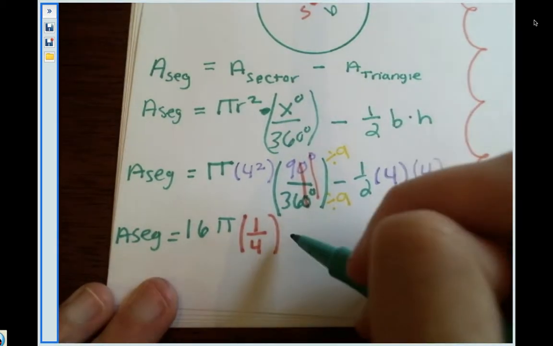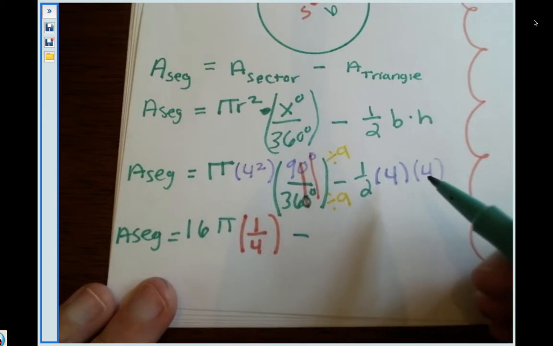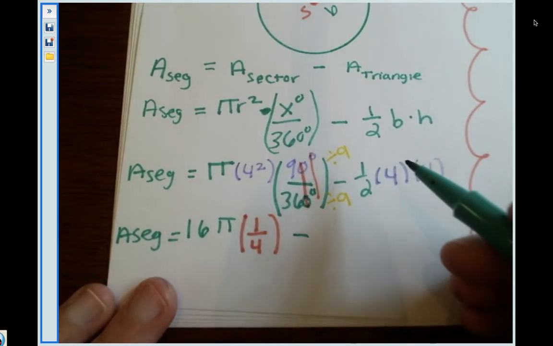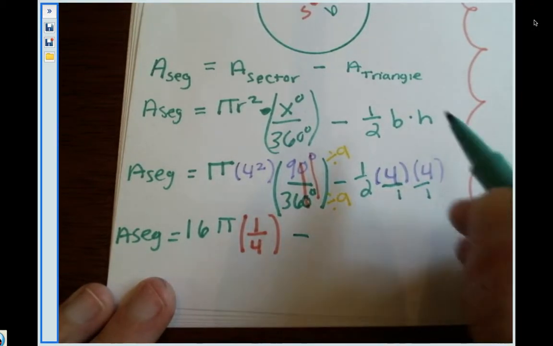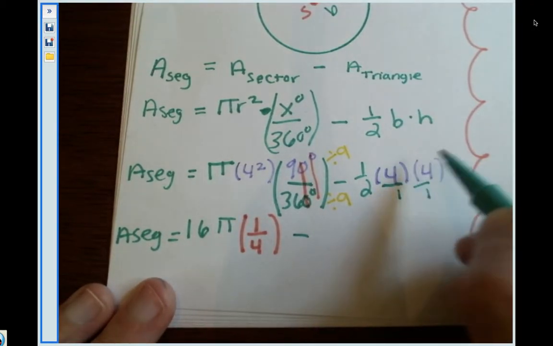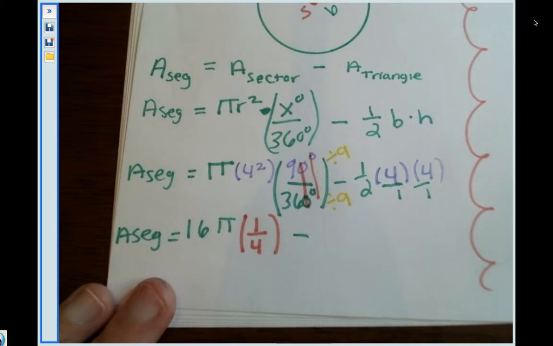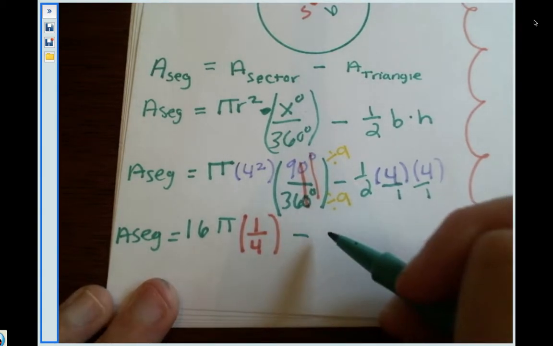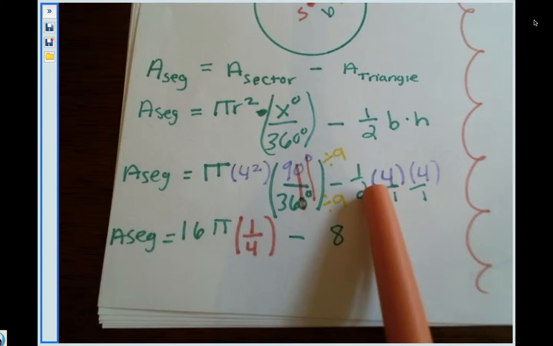And then minus half of 4 times 4, which is 16, and half of 16 is 8. Or you could put all these over 1 and multiply across. So it's 1 times 4 is 4, times 4 is 16, over 2 times 1 is 2, times 1 is 2. So it's 16 over 2, which is 8. So we're subtracting 8. Bam. All right, let's finish this thing. We're almost done. Let me double check.